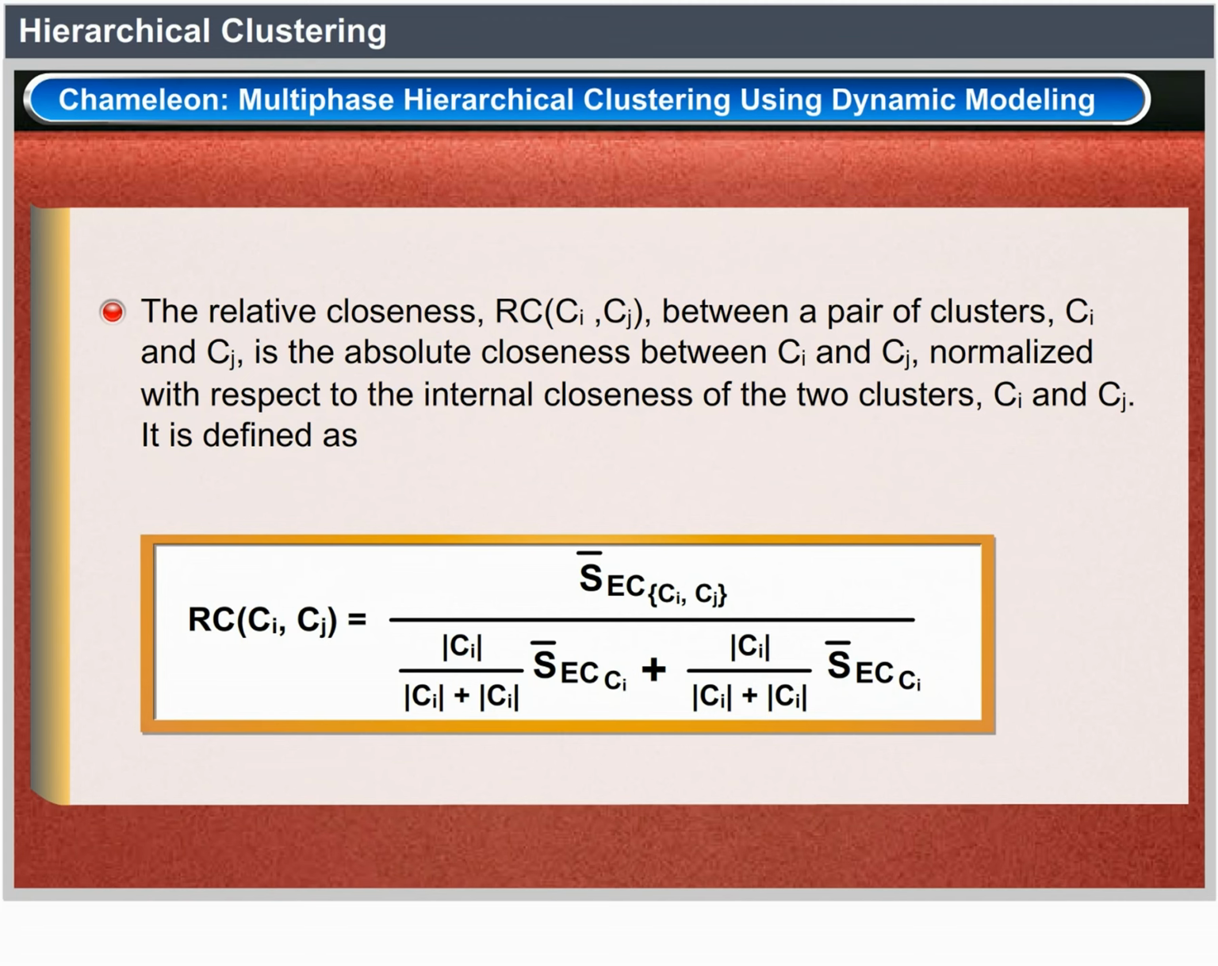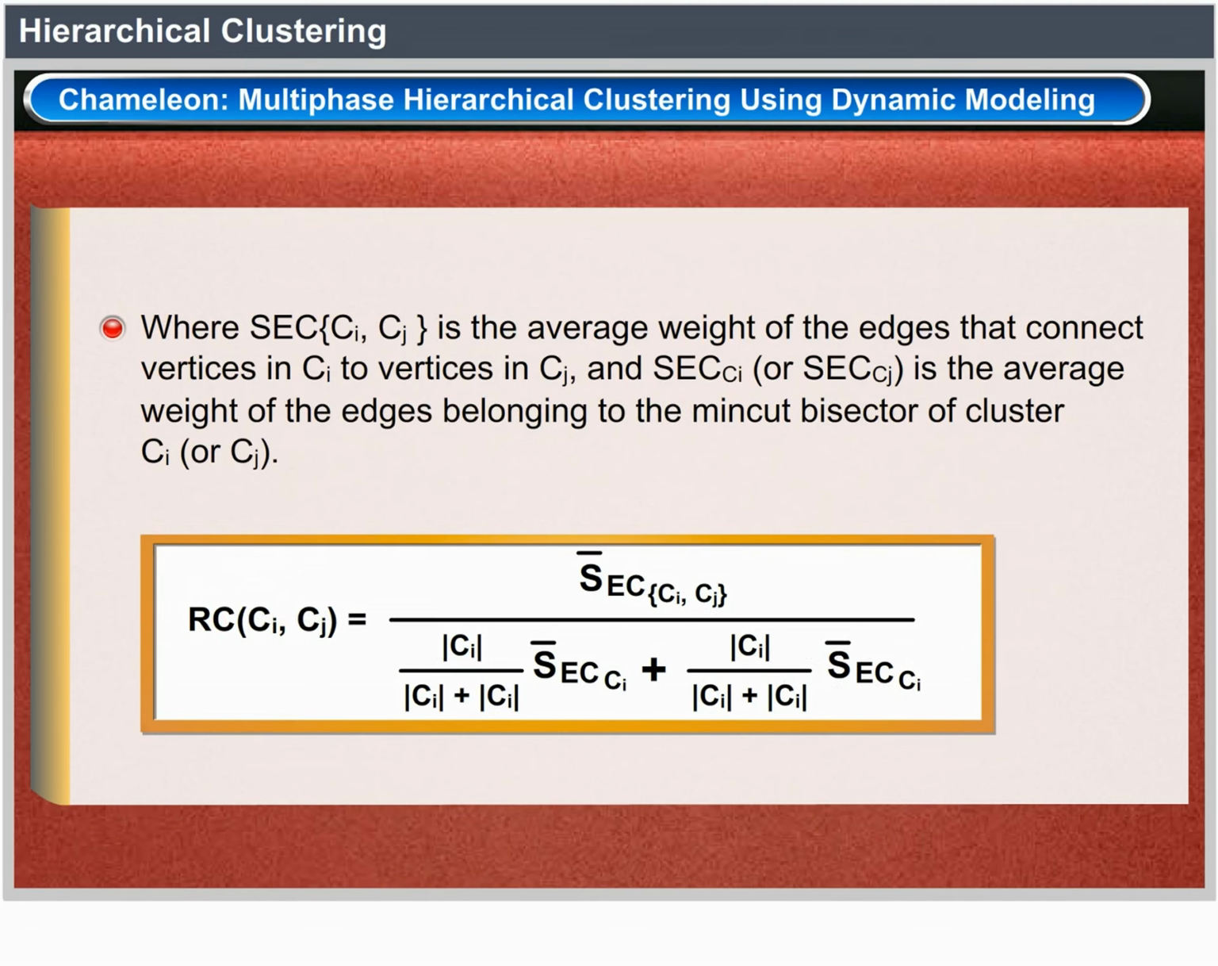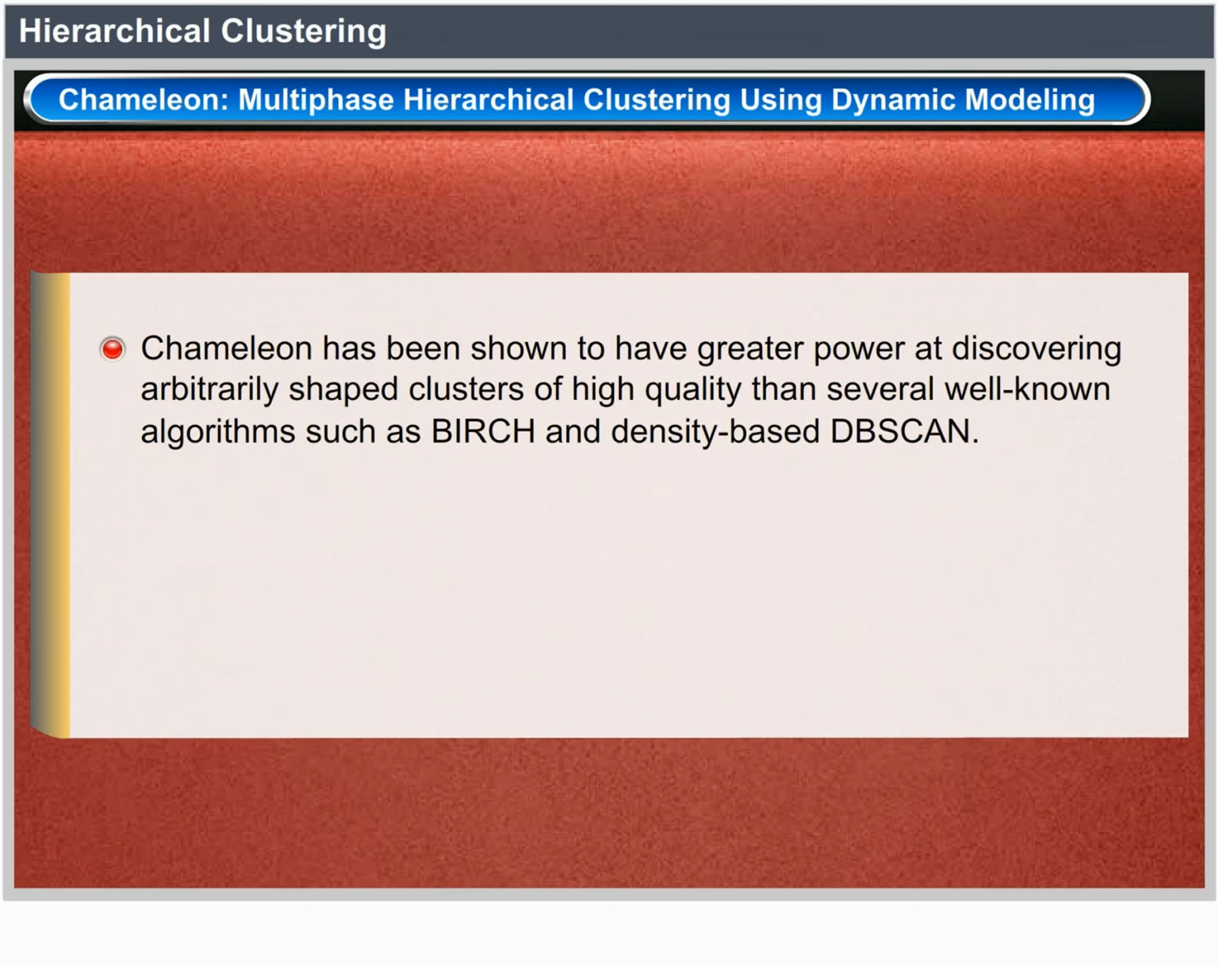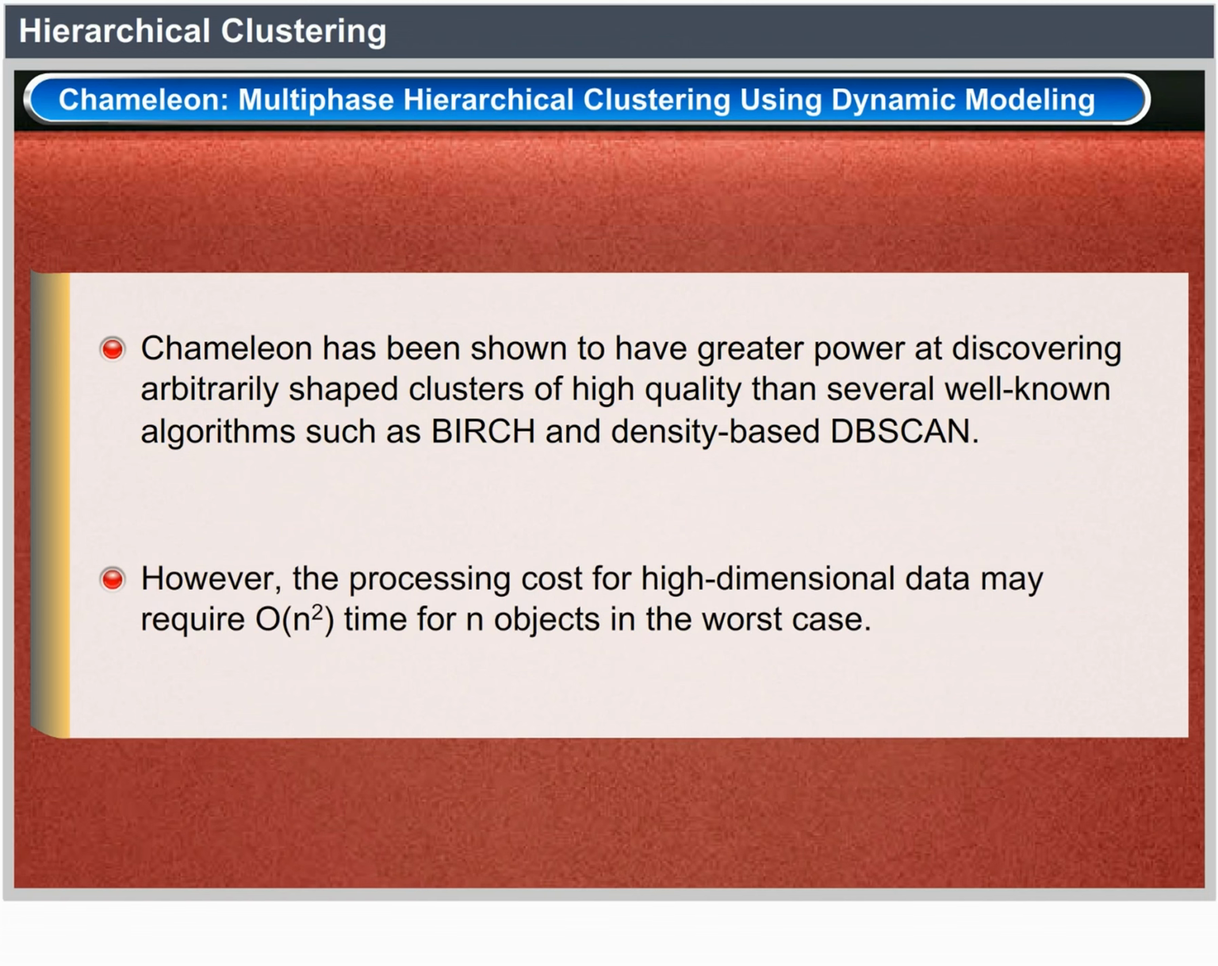It is defined as shown on the screen, where SEC(Ci, Cj) is the average weight of the edges that connect vertices in Ci to vertices in Cj, and SEC(Ci) or SEC(Cj) is the average weight of the edges that belong to the min-cut bisector of cluster Ci or Cj. Chameleon has been shown to have greater power at discovering arbitrarily shaped clusters of high quality than several well-known algorithms such as BIRCH and density-based DBSCAN. However, the processing cost for high-dimensional data may require O(n squared) time for n objects in the worst case.